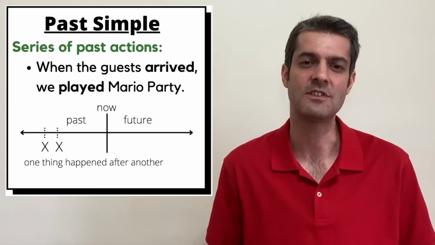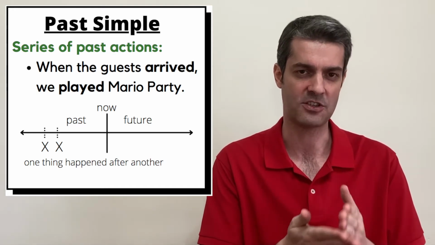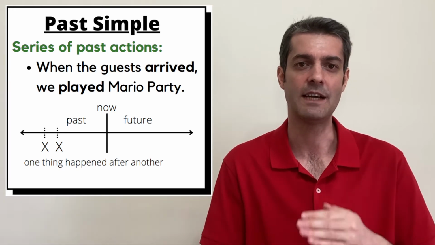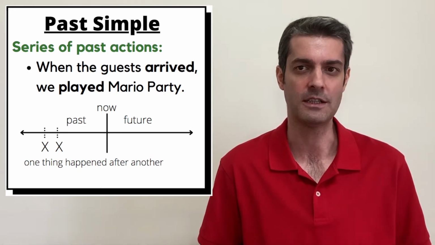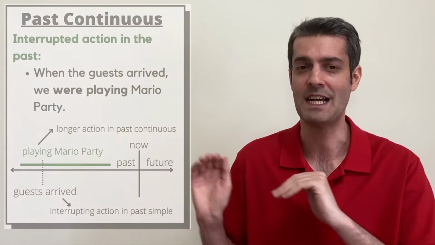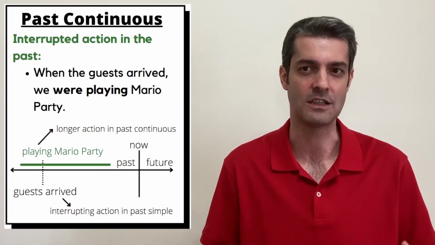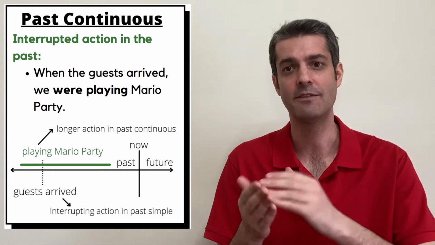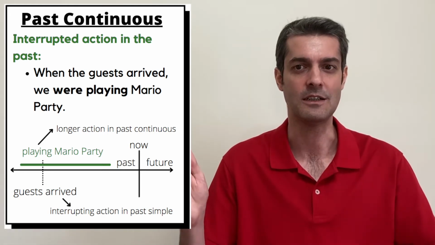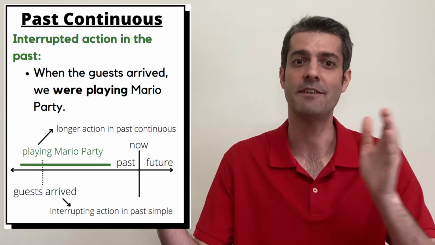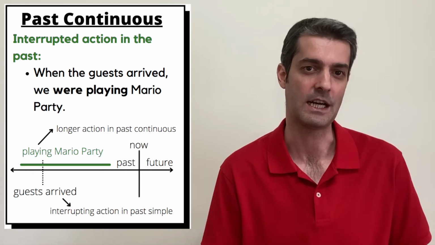We use the past simple to talk about a series of past actions. One thing happened after another. When the guests arrived, we played Mario Party. Let's compare this to a past continuous tense sentence which talks about an interrupted action in the past. When the guests arrived, we were playing Mario Party. It means we were playing before they arrived and may or may not have continued after they arrived.